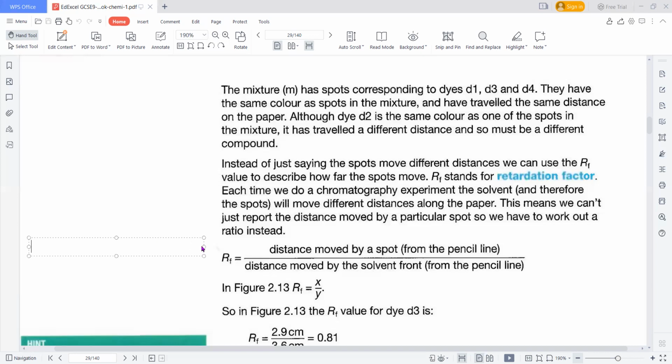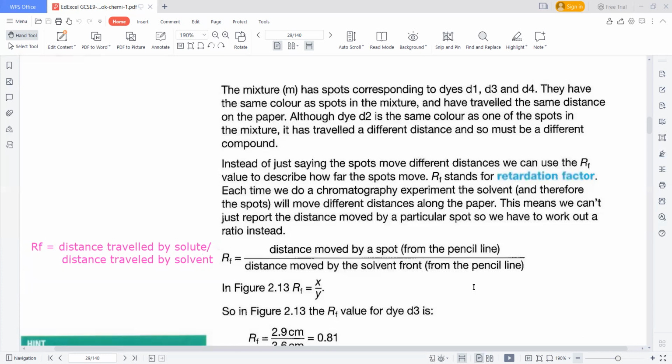The RF value is equal to the distance traveled by solute, which you can denote by X, divided by the distance traveled by solvent, which is denoted by Y. So RF is X divided by Y, and that is how you measure this distance.